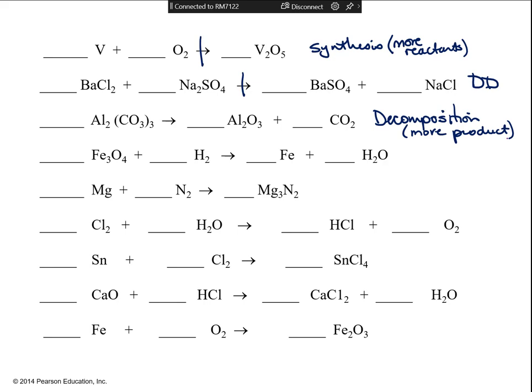So I know that it's a displacement. Then you have to figure out, is it single or double? It's single because it's an element and a compound. So this one is a double displacement, or sorry, it's a single displacement. What about the next one? It's a synthesis. Two reactants, one product. What about the next one?